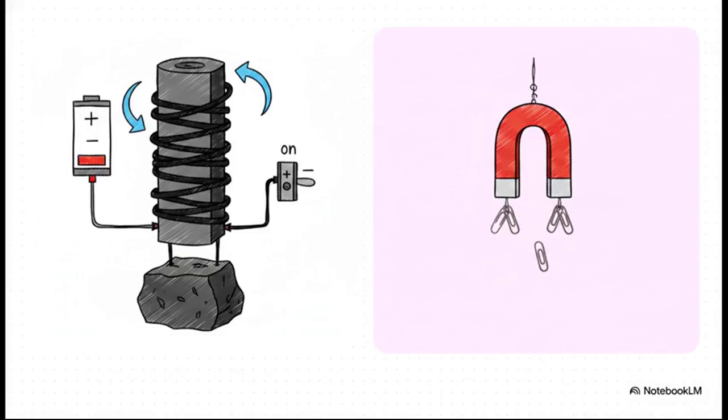So how does an electromagnet stack up against a regular permanent magnet? Well, a permanent magnet has a fixed polarity and is relatively weak. But if we drop a soft iron core inside that solenoid coil we just talked about, boom, you've got an electromagnet. It's temporary, meaning you can just switch it off. It's way stronger, and you can even instantly flip its north and south poles just by reversing the electric current. Talk about a game changer.